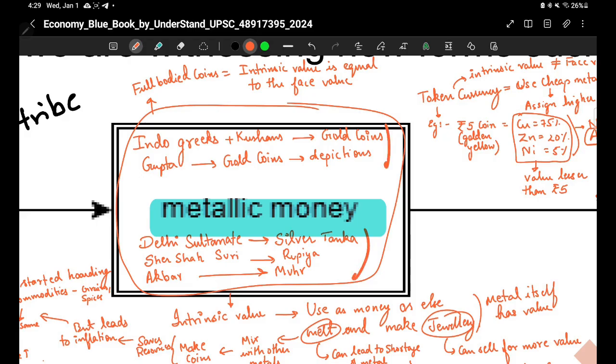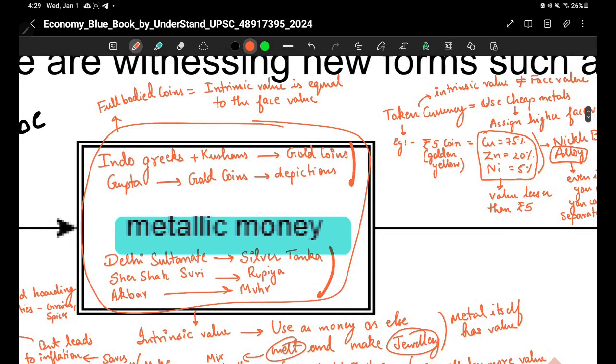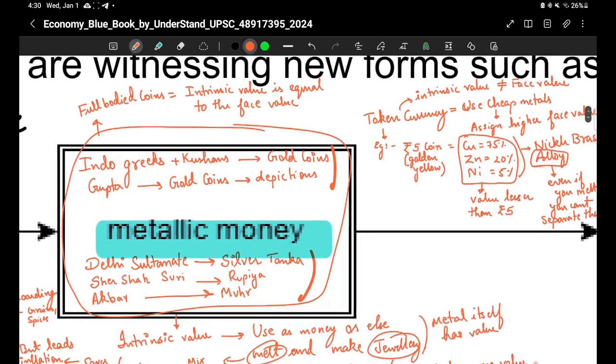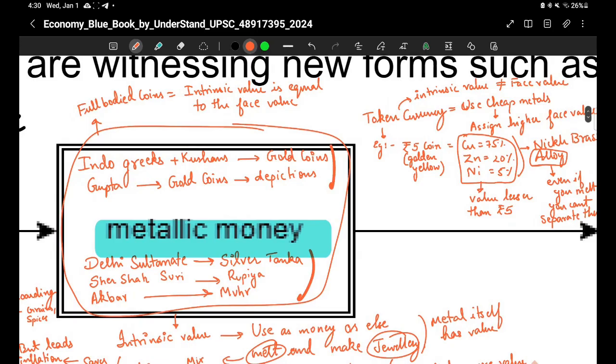These are gold coins. Now these types of coins, metallic money, gold and silver, are known as full-bodied coins. Why? Because the intrinsic value is equal to the face value. Now, what are the terms intrinsic value and face value? I use two words here.